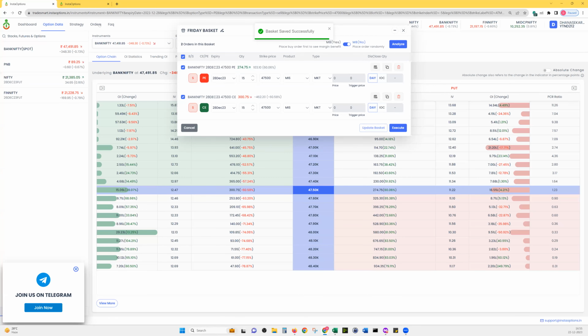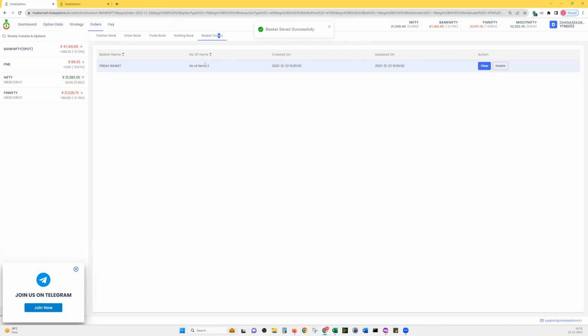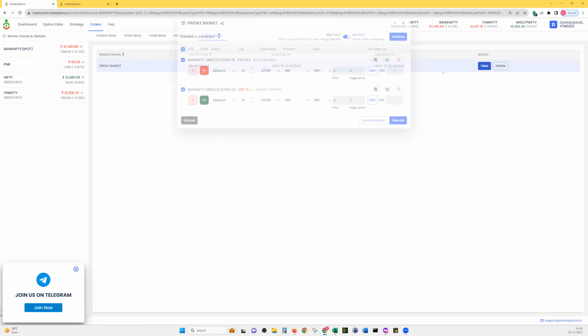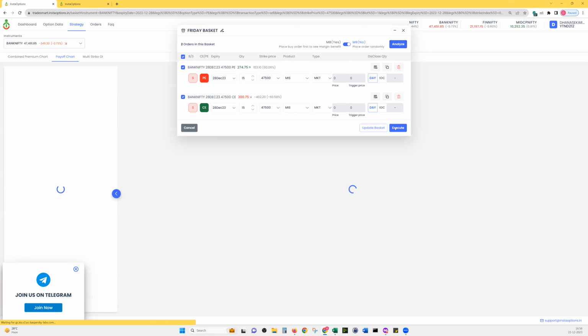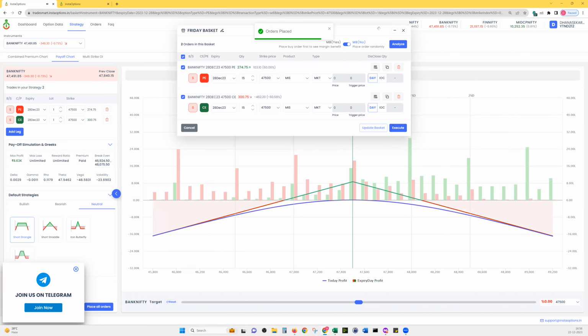Also, if you want to place it the next day morning, come to the basket order. Now you find the item over here. Just click on view, and if you want to analyze it, click on analyze. Or if you want to execute it, just click on execute. Now the order will be placed.